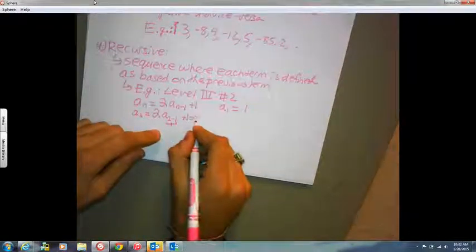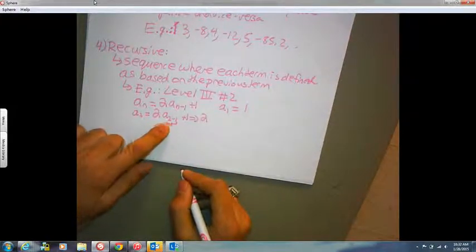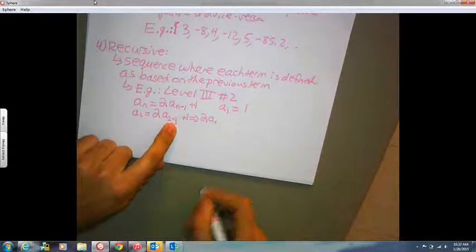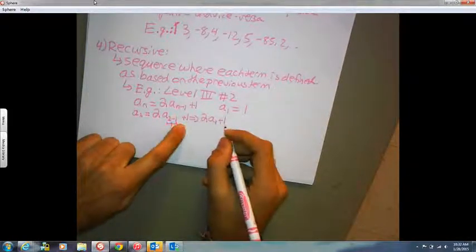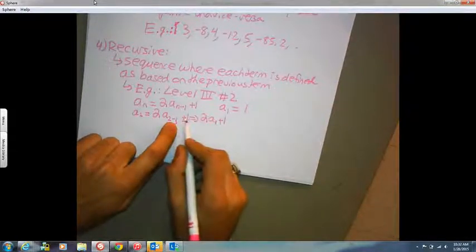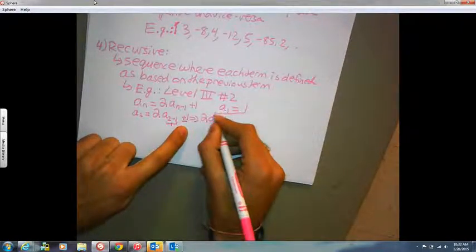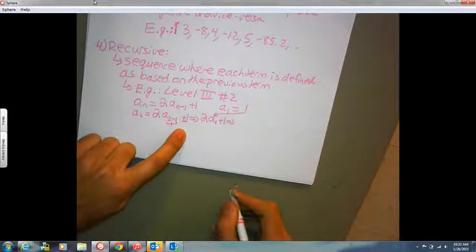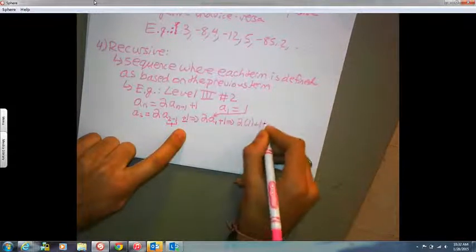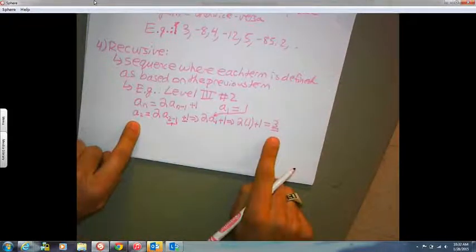So let's simplify. This becomes 2. Instead of a(2 minus 1), that just becomes a of 1, or a1 if you want to write it that way. Plus 1. The plus 1 is here. a1, they already told us, is equal to 1, so I'm just going to plug that in. So I have 2 times 1 plus 1, which equals 3. So a2 equals 3.